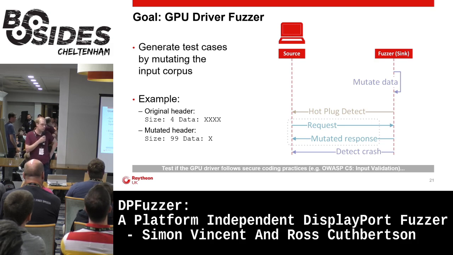So what might this mutated response look like? The GPU might request 4 bytes, and instead we might return a single byte, but we might set the size field to 99 bytes, and we'll sort of see what happens, really.